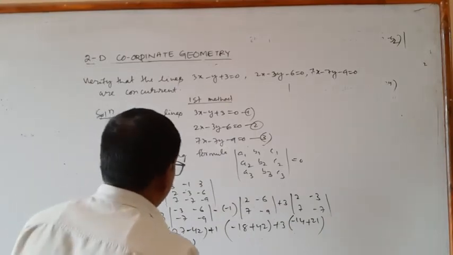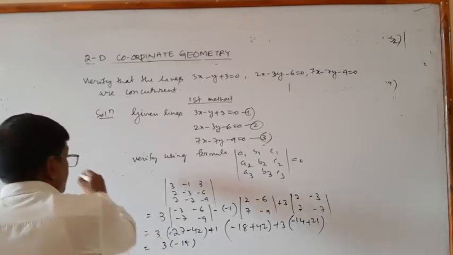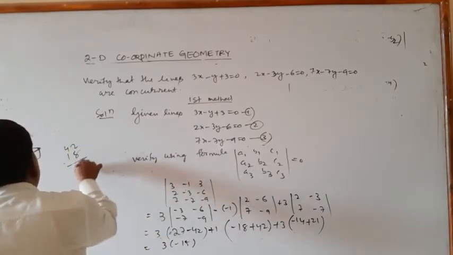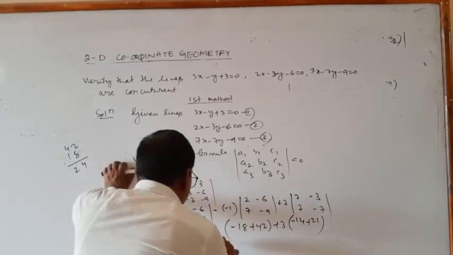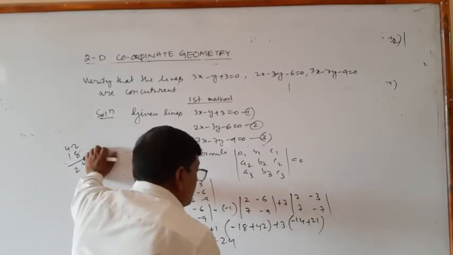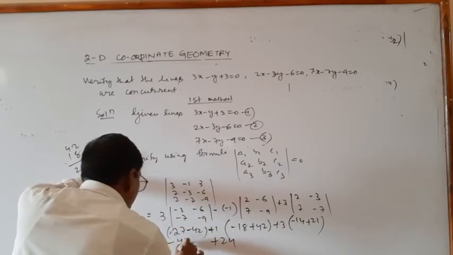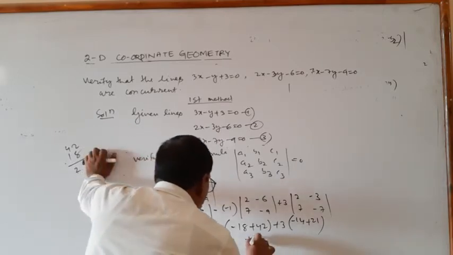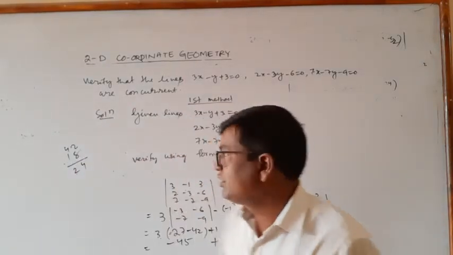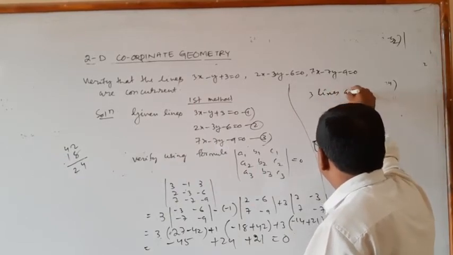This is 24. Clear? 40, that is 48, 42 minus 18, that is 12, 12 minus 4, and this is 24. So this is 24, and this is 21. So we can write minus 45 plus 24, and this is 21. So this is 0. Therefore, the 3 lines are concurrent.